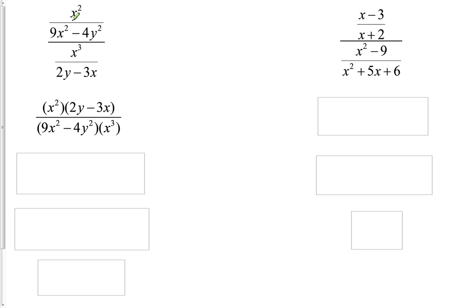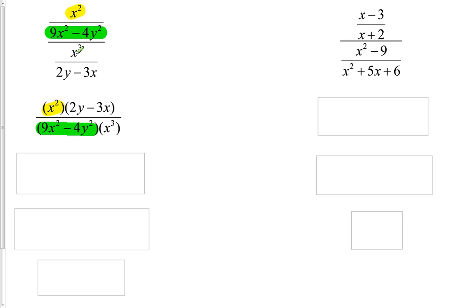So let's go ahead and confirm where all this stuff came from. Our x squared was in our numerator on the top one. It stays in our numerator on the bottom one. Same thing with our 9x squared minus 4y squared. Started in the denominator up here, stays in the denominator because it was part of that first fraction.